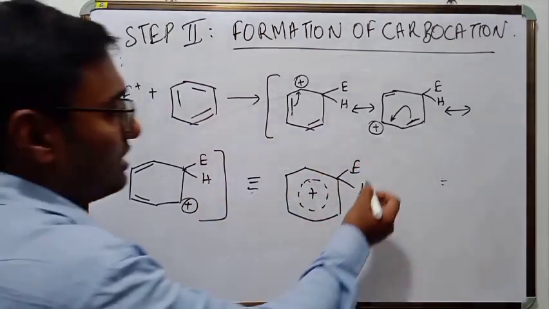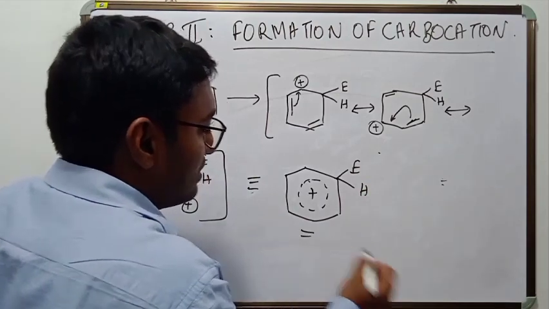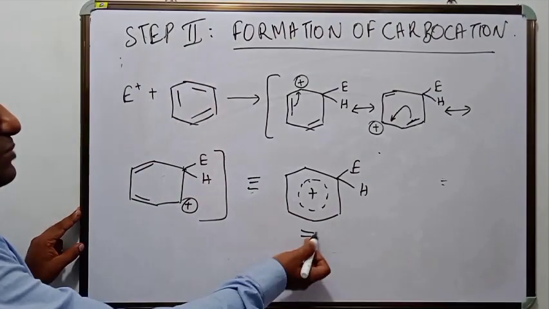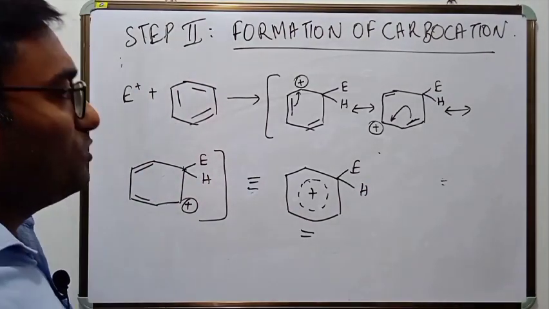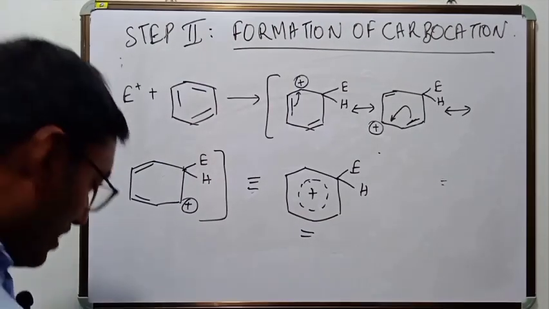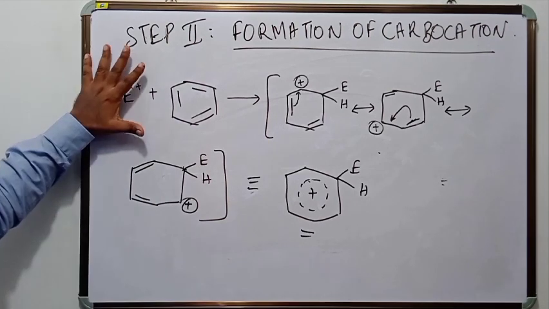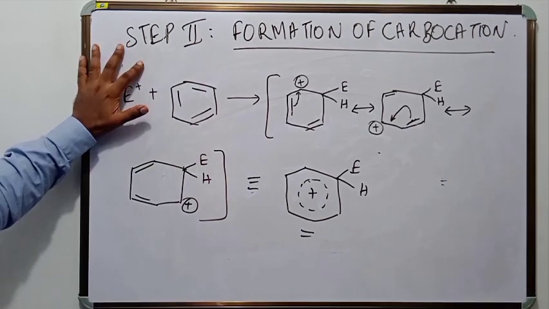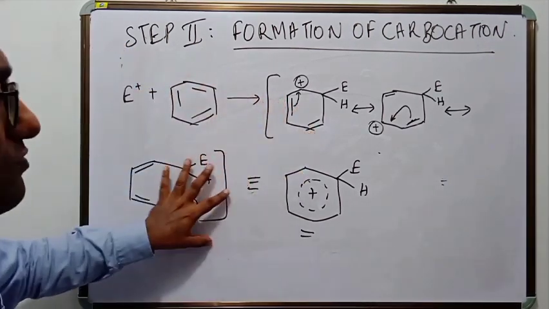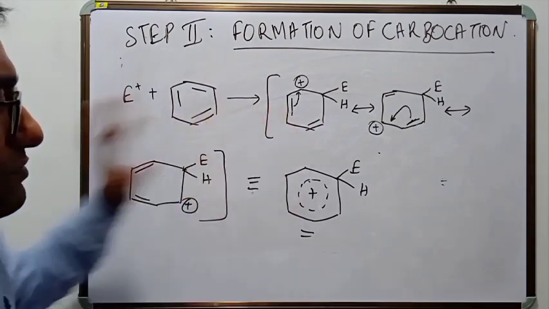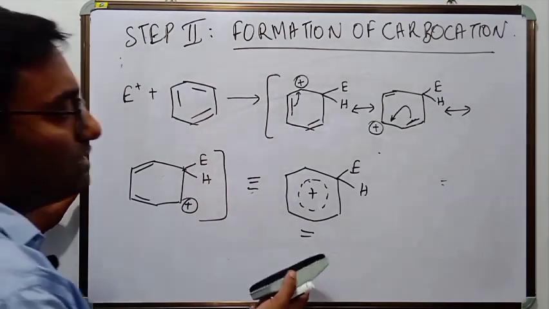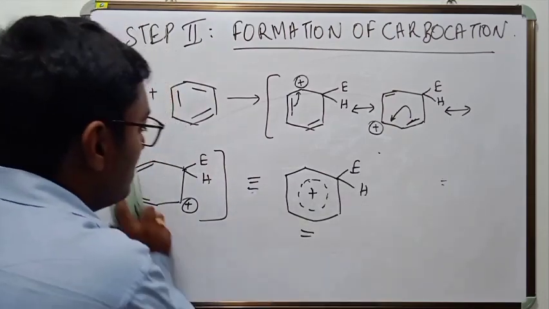This is a very unstable condition, not natural, because benzene should have 6 pi electrons. So this is an unstable condition. How to relieve this unstable condition? That we can study in step 3. So this is step 2 where carbocation formation takes place. Let us now go to step 3 and study how it relieves this condition.